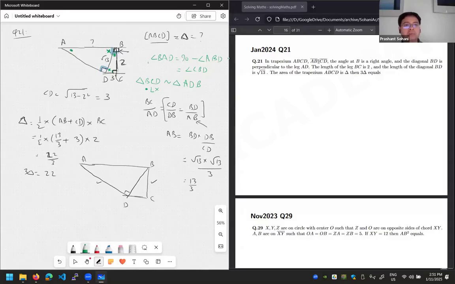So therefore, this angle CBD is equal to angle BAD. And so therefore, what we get is two similar triangles. So triangle BCD is similar to triangle ADB. Okay. And therefore, we can write the ratios of the corresponding sides. And particularly, we are interested in finding the length of AB, because we want the area of the trapezium. So for area, we need the two opposite sides and the height.